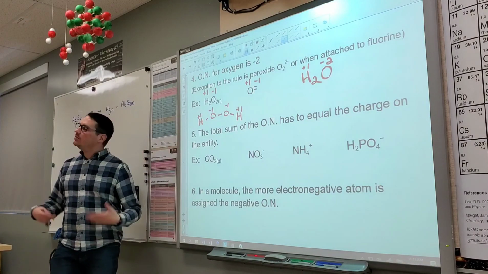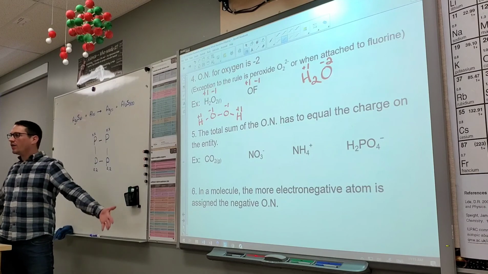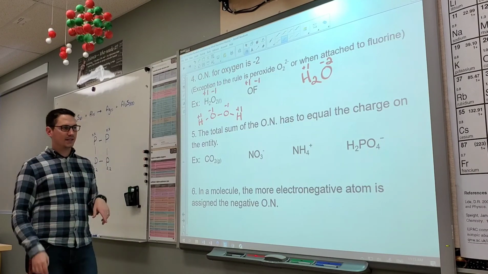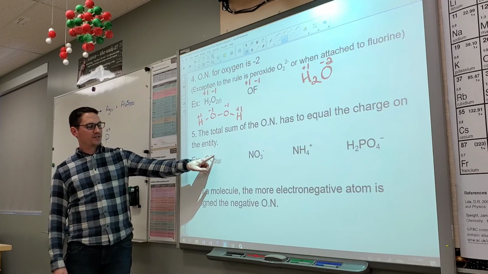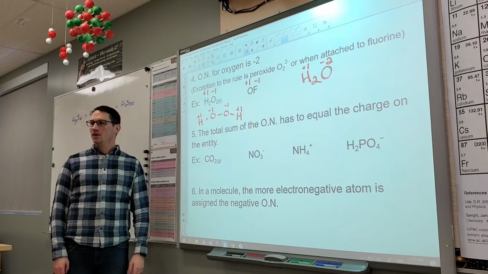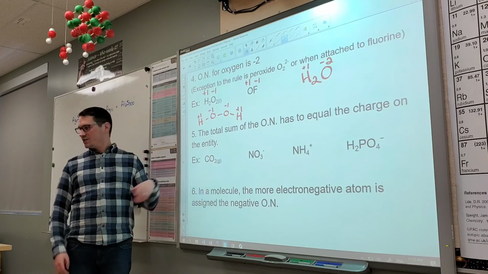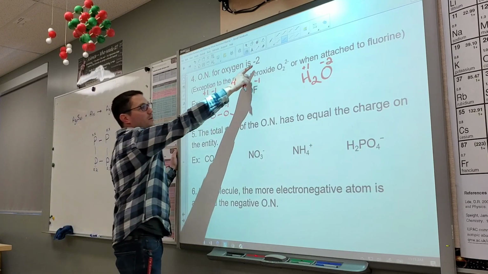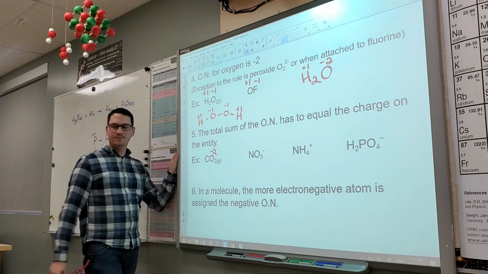The fifth and maybe the most important rule is that the sum of all the oxidation numbers of all of the entities inside that entity must be equal to the charge on the entity. What's the charge on this CO2 molecule? 0. So what can we assume the oxygen to be? Oxygen is mostly -2. So I'll say that's -2.